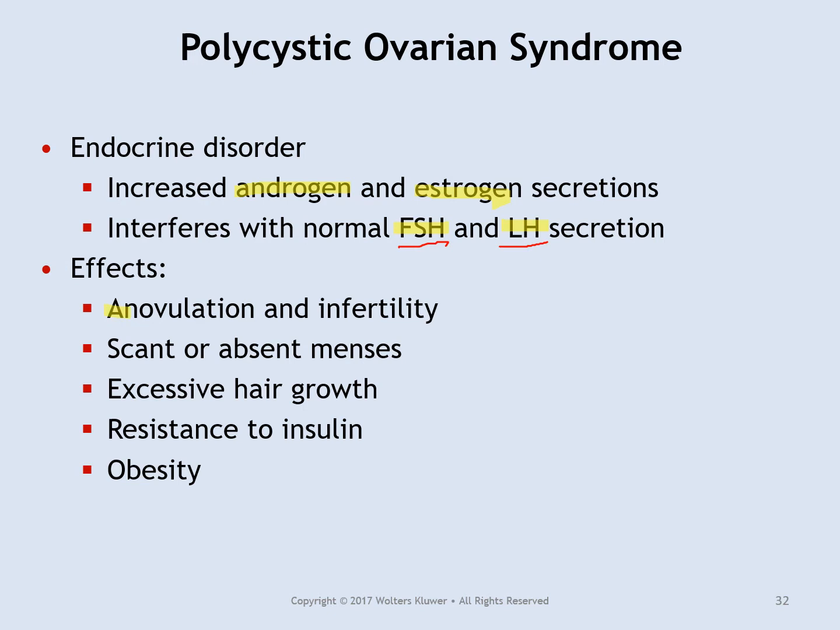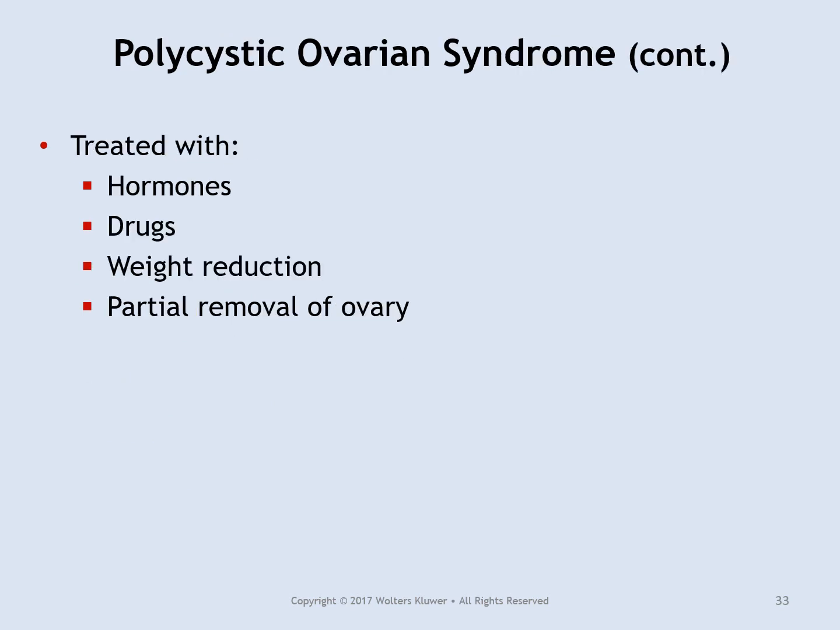You can have anovulation or no ovulation and infertility, no menses, hair growth can happen because of the androgens, you can become resistant to insulin or pre-diabetic, and obesity can set in as well as those hormones become imbalanced. And you can treat it with hormones, drugs. Weight reduction will certainly help bring those hormones back into balance.